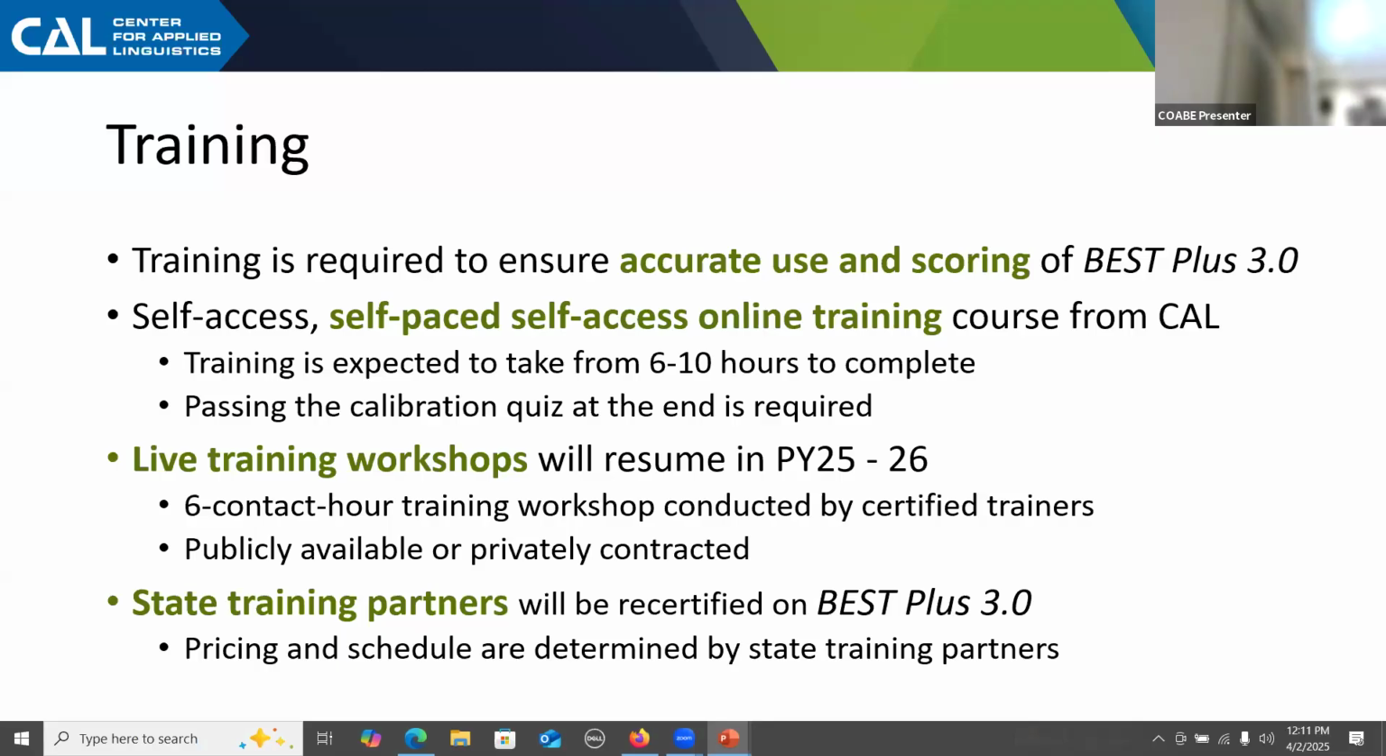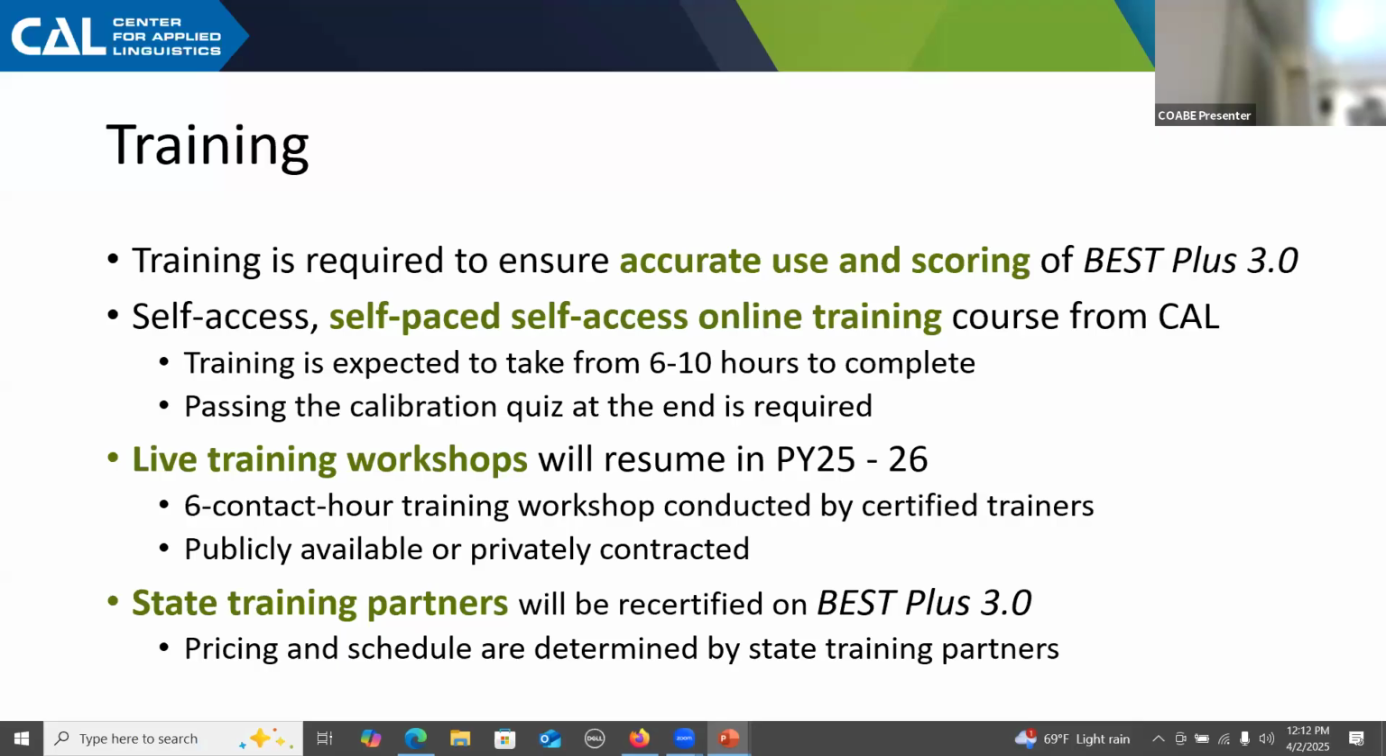So currently for Best Plus 2.0, there's a recertification that we have to do every fiscal year. Will it be the same with 3.0? Because when you receive your badge at the end, it says lifetime something or other. So I'm just not sure what that means. That is a very good question.